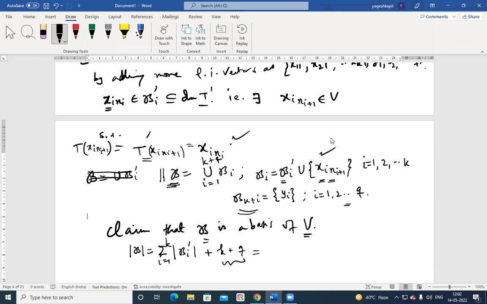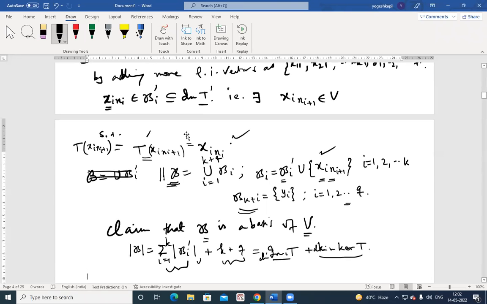Now you just look at what is that? This is K plus Q. Is it not the dimension of image of T, plus the dimension of kernel of T? This part is the dimension of image of T. This part is the dimension of kernel of T. Is it all right?